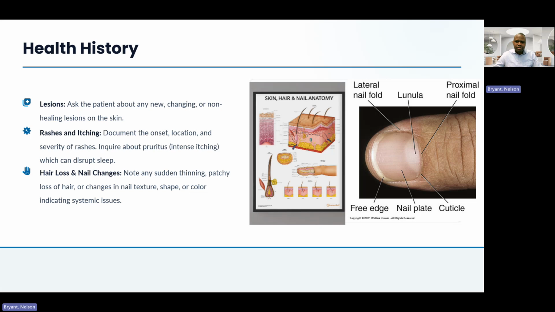And so, as you do your health history, it's very important to inquire about any new or changing lesions that the patient might have noticed, rashes and itching, and pay close attention when the patient reports, for example, sudden hair loss, or if they notice any changes in their nail beds, because those may indicate systemic issues.